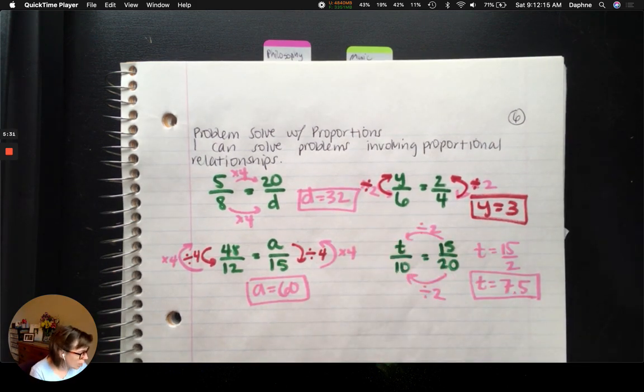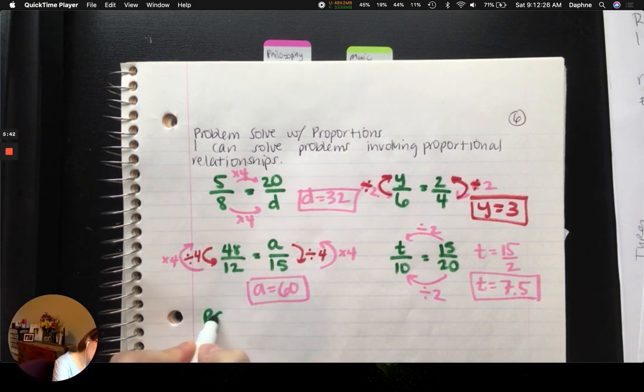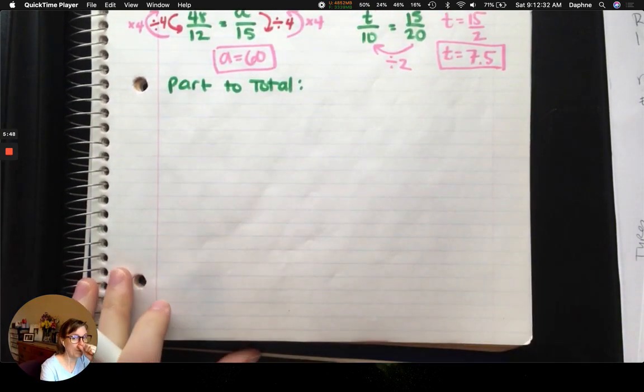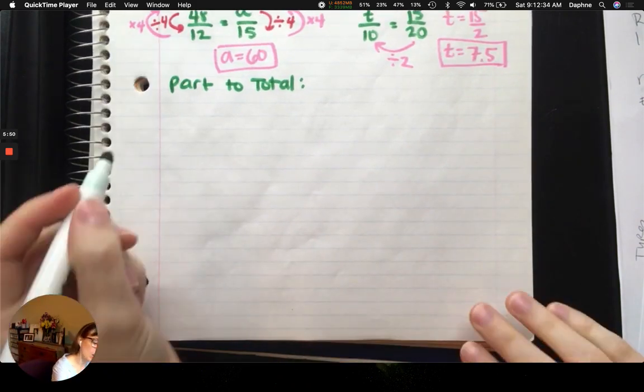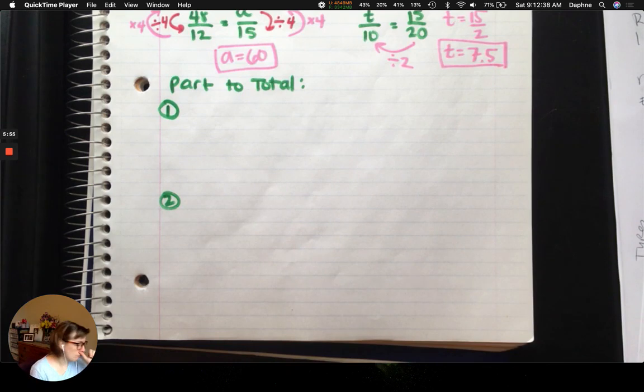Okay, and so last two examples. I guess I'm writing them in green. The title of this section is Part to Total. And here's the bottom of my paper, and we're going to have two examples. They're not that big, but figured I'd use the space up.